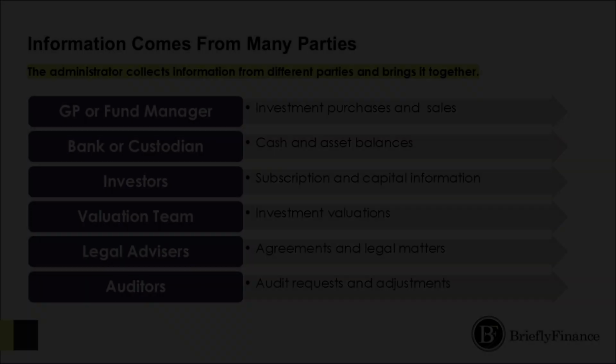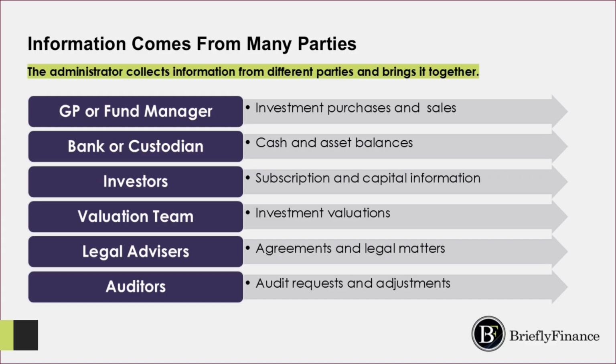To get the full picture, the administrator does not work alone. Information comes from many different parties. The GP or fund manager may provide information about investment purchases and sales. The bank or custodian may provide cash and asset balances. Investors provide subscription and capital information. A valuation team may provide investment valuations. Legal advisors may provide agreements and legal matters. Auditors may send audit requests and propose adjustments. The administrator collects information from these different parties and brings it together. This is why communication is so important in fund administration. If the information received is incomplete or delayed, the accounting and reporting process can also be affected.